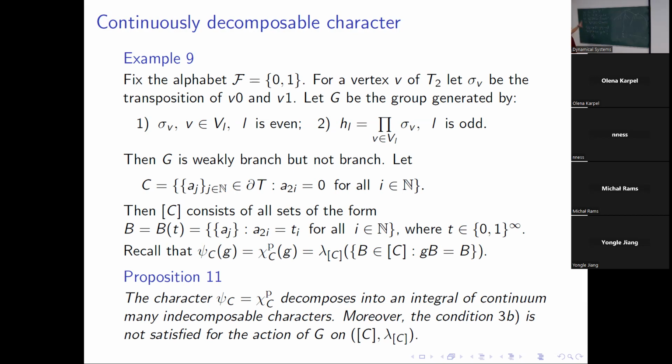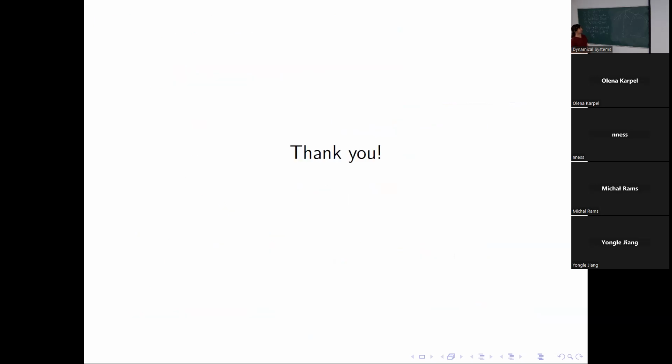So in general, this shows that we have a very rich picture here for the invariant subgroups and characters, and the answers to the questions are complicated and need to be studied more. Okay, that's all I wanted to say. Thank you.